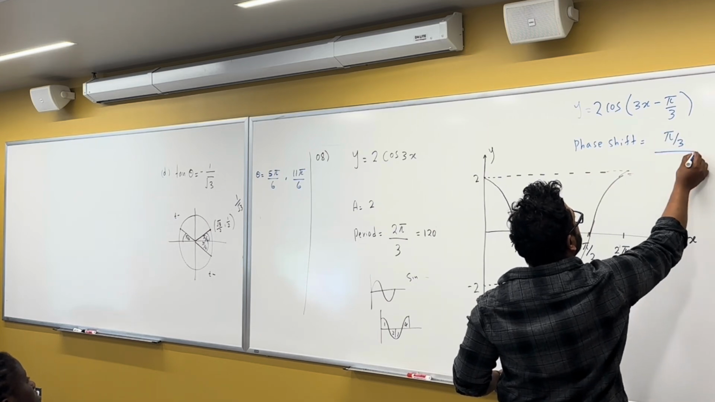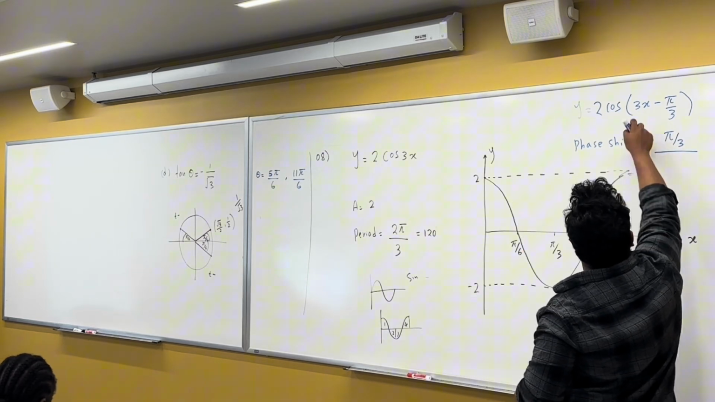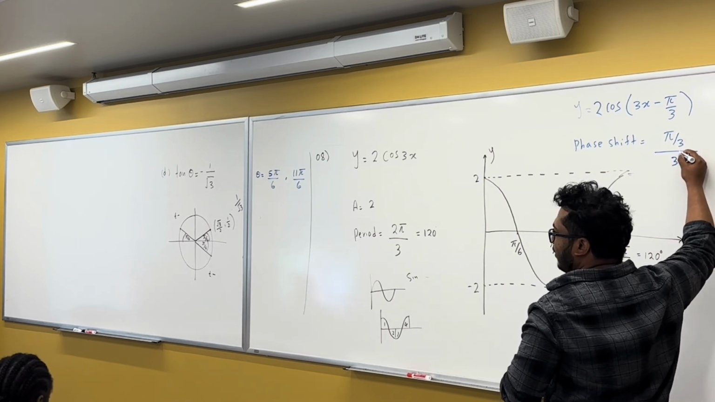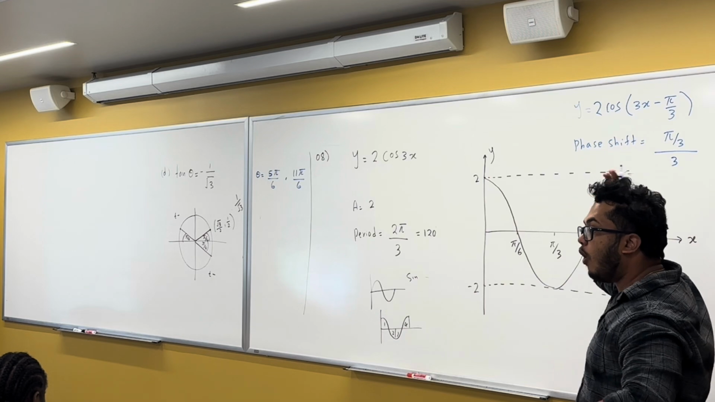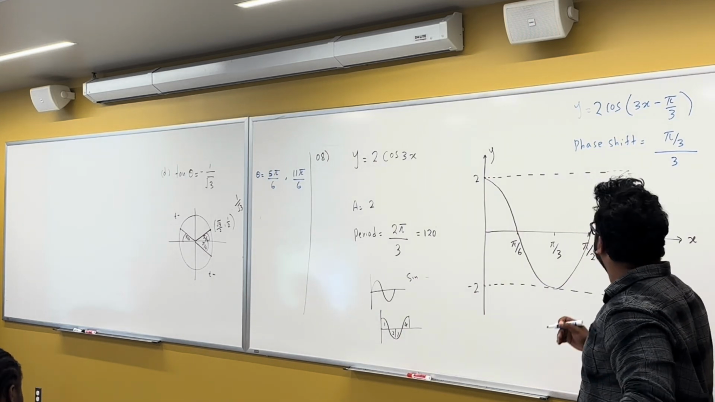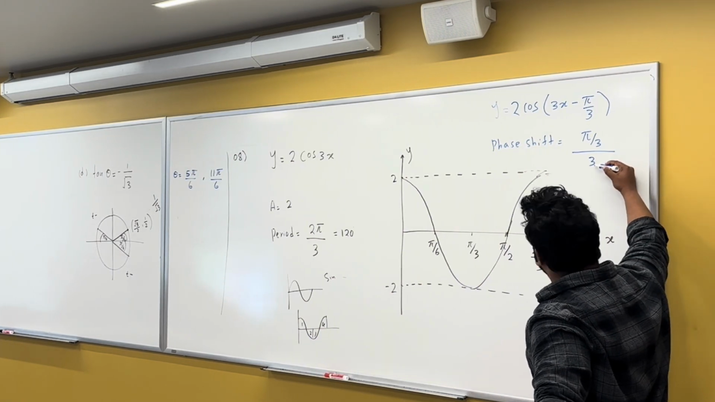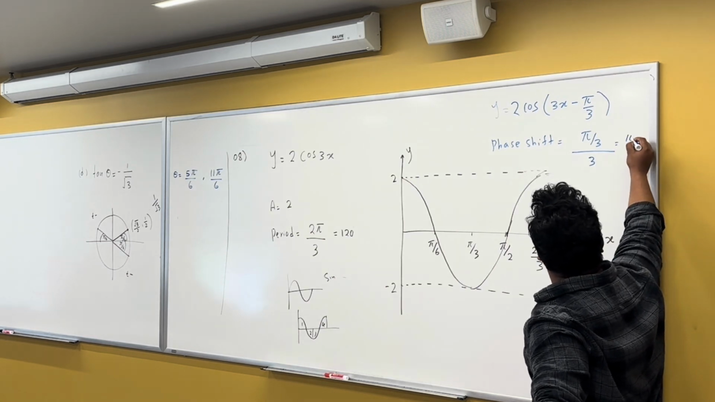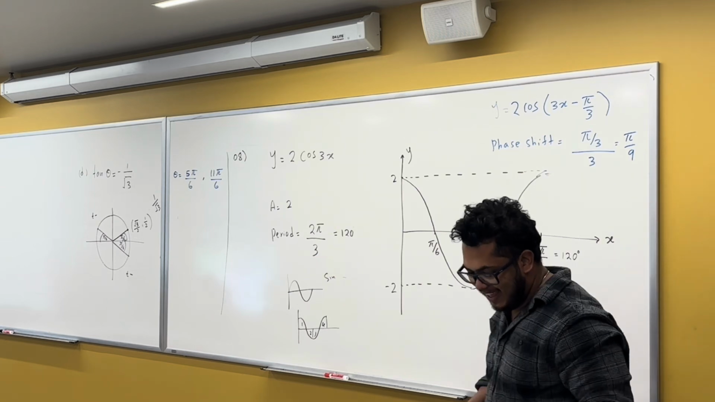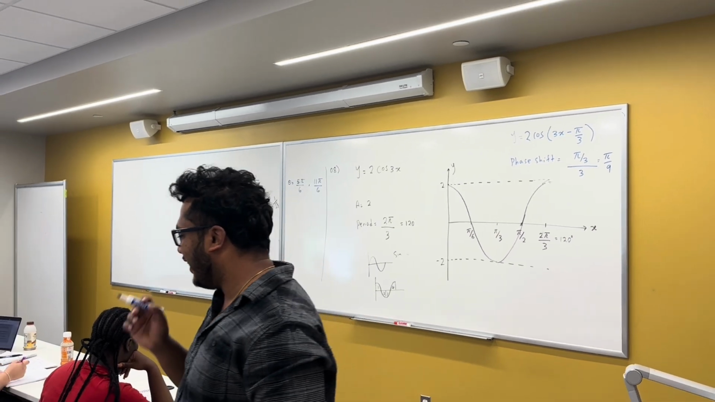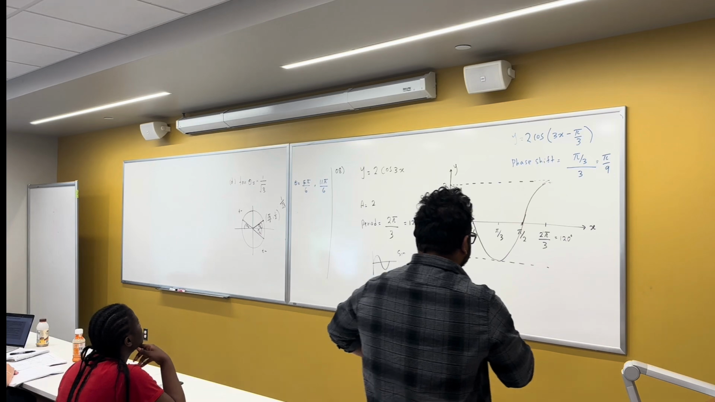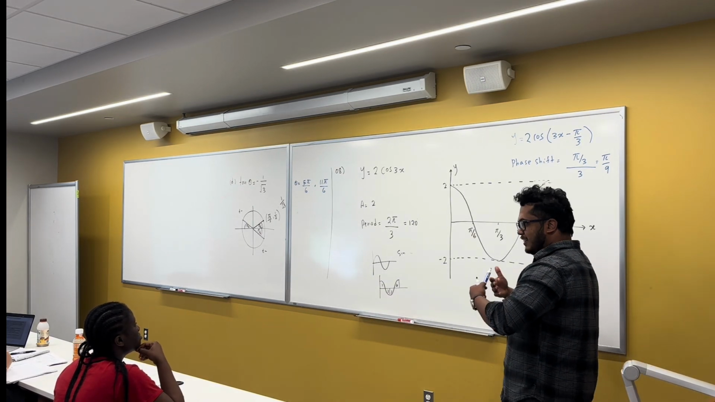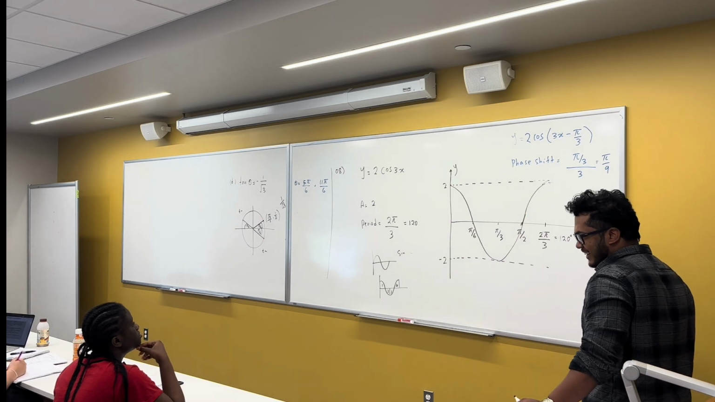Pi over 3 over 3. Can I cancel this 3 with 3? Okay, this is my question. Can I cancel this 3 with 3? Who says yes? Wrong. Wrong, because you have to multiply 3 with 3. That's the mistake most students make. You can answer yes, but this time no.